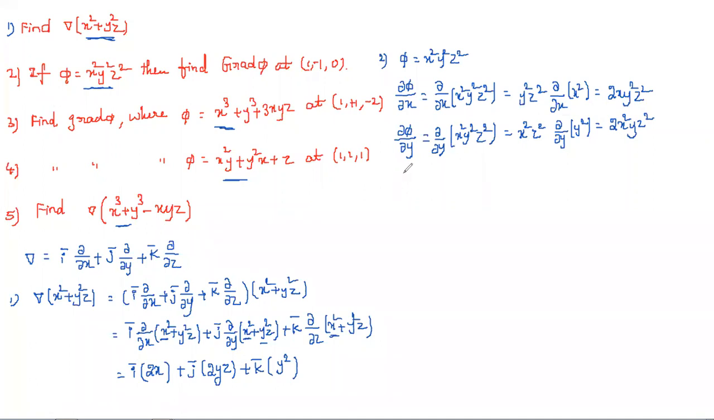Next, dou phi by dou z. Dou phi by dou z is dou by dou z of phi, which has x square y square z square. With respect to z we are applying the partial derivative, so obviously x and y are constants. So x square y square dou by dou z of z square. The derivative of z square is 2z, so we get 2x square y square z.